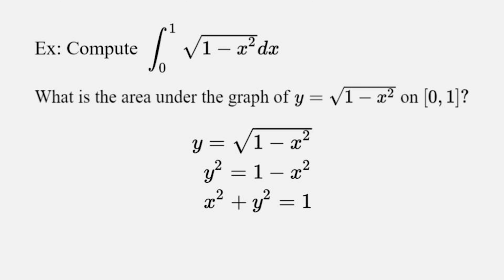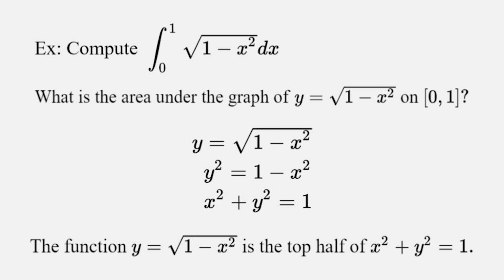But let me rewrite it a little bit. Let's take y equals the square root of 1 minus x squared, and let's square both sides of that equation. And so we'll get y squared is equal to 1 minus x squared. And then if I move that x squared over to the other side, we get x squared plus y squared is equal to 1. And this is the equation for a circle with radius 1 centered at the origin.